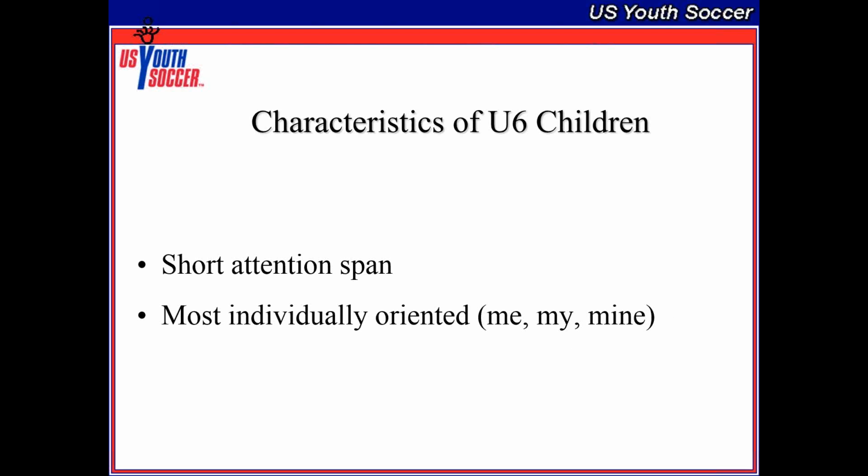They tend to still be egocentric. That is not egotistical. There's a difference. They're egocentric because they're still learning how to cope with the world and how to cope with other people. Let's not make the mistake of thinking that under 6 kids play team sports. They play at a team sport, but they don't actually play a team sport just yet.